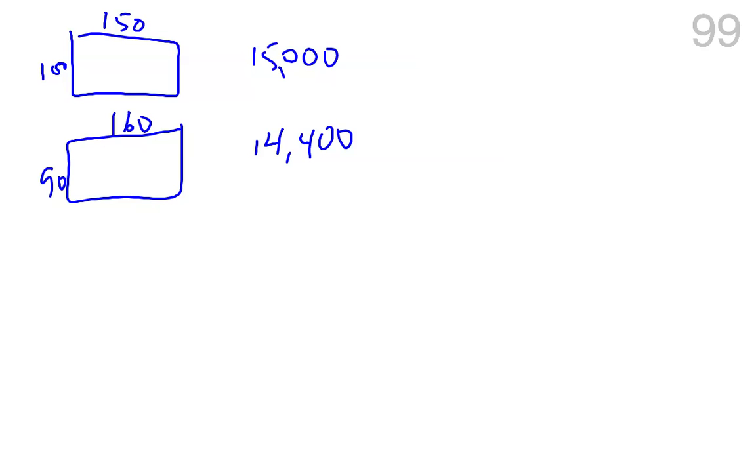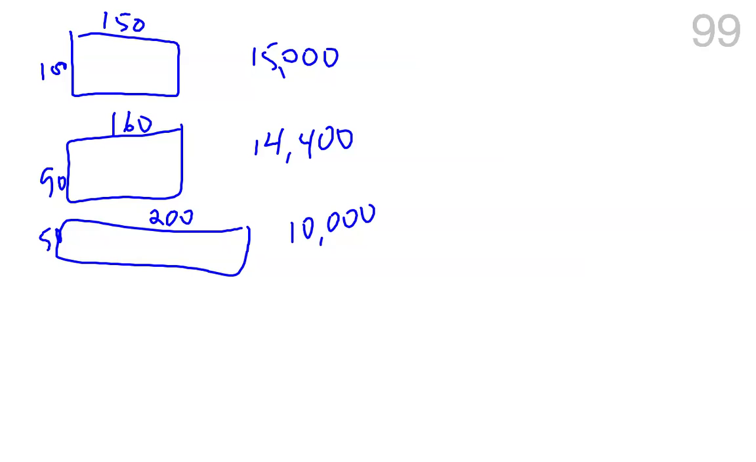Question? What do you mean? 200 for the length and 50 for the width. Okay, let's see what happens with that. 250, and if I multiply them, I get 10,000. Hey, what do you notice about the areas here? They're shrinking. It seems to me that the further these numbers are apart, like the 200 and the 50, or the 160 and the 90, or the 150 and the 100, the further they are apart, the smaller the area gets. Does that make sense?